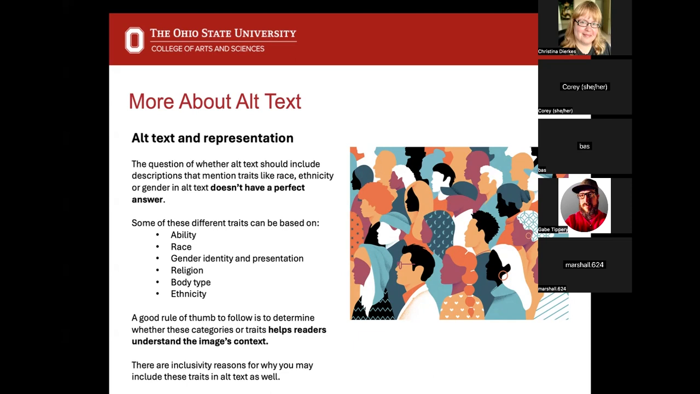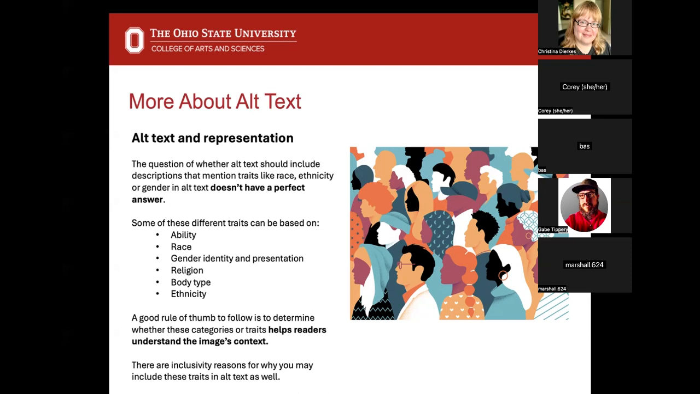Some of the things that you might base your alt text description on can be something like physical ability, race, gender identity, presentation, religious affiliations, body types, ethnicities. And this is not an exhaustive list. There are all kinds of different descriptors that you could write into your alt text. One of the rules of thumb that I would recommend is to include these traits, or any of these identifying traits, if it helps provide context to understand the image.